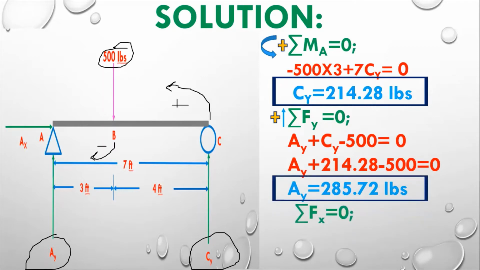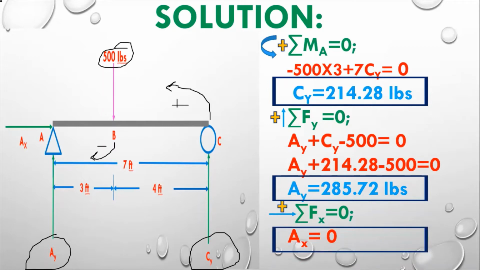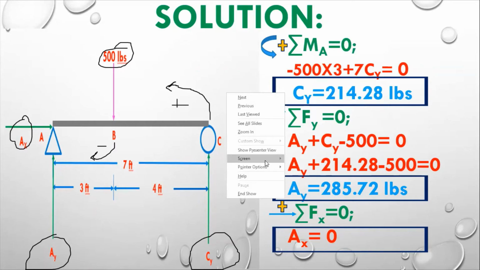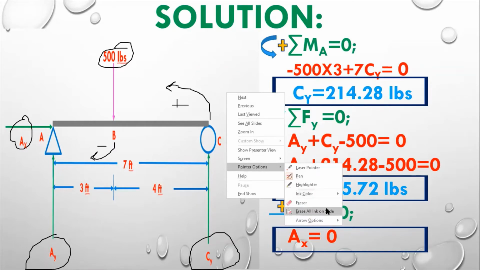Then I have to sum up the horizontal forces. How can I sum up horizontal forces here? AX is equal to 0 because there is only one horizontal support reaction over here. You can see in this free body diagram, this is AX. So you will get the value of AX, and that equals 0. Let me erase all the marks I have made here, so hopefully it will be clear to all of you.